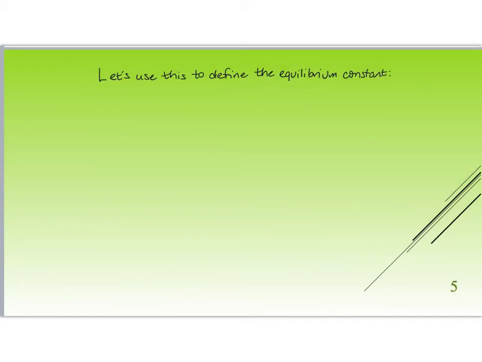Now let's use this so that we can define what is called the equilibrium constant. Now the equilibrium constant is going to be a function of temperature. It is in Sandler's book designated as K sub A of T, indicating that it's a function of temperature, but it's written in terms of activity. And it is the exponential of the negative delta G of reaction over RT.